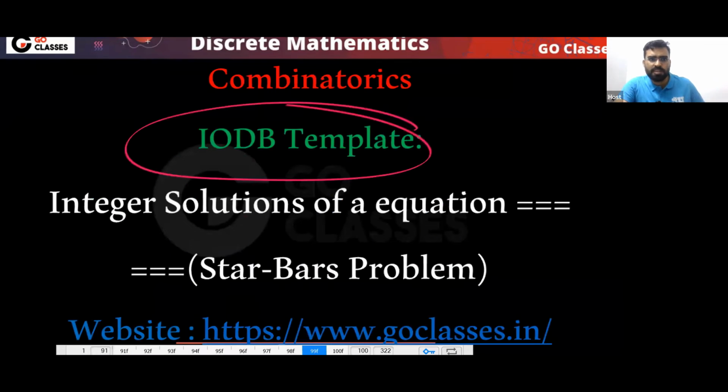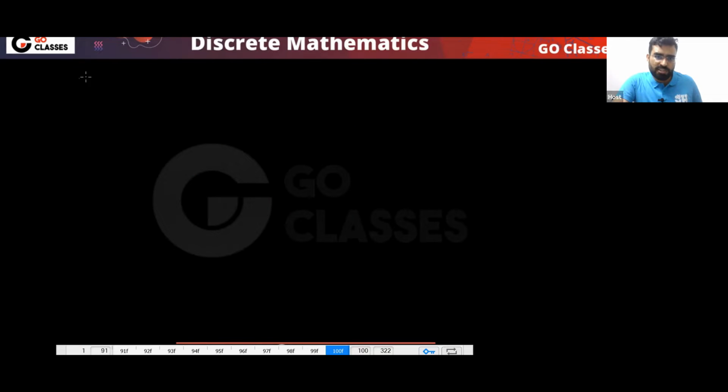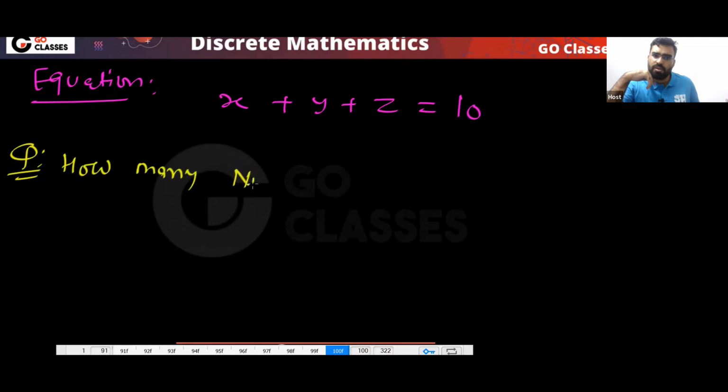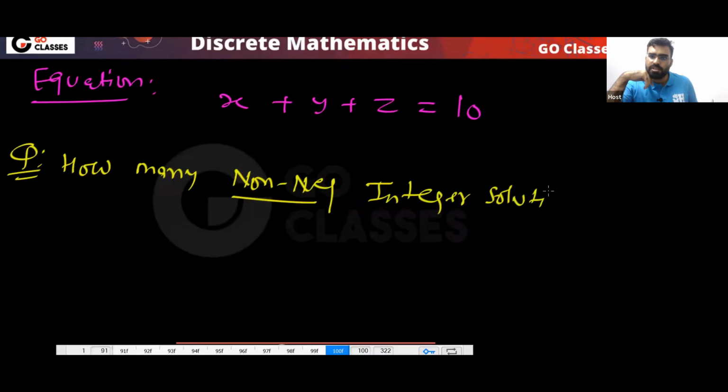Now this is very simple. This you already know. Just consider an equation like this, for example, x plus y plus z equal to 10. This equation I give you. And my question to you is, how many non-negative integer solutions does this equation have?